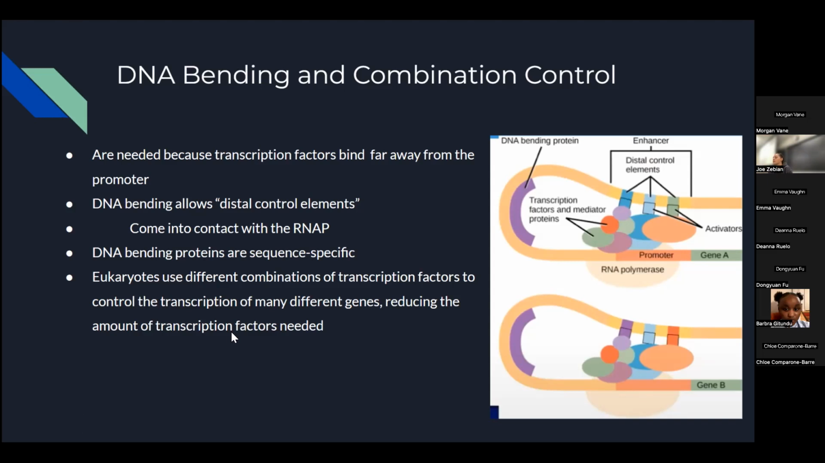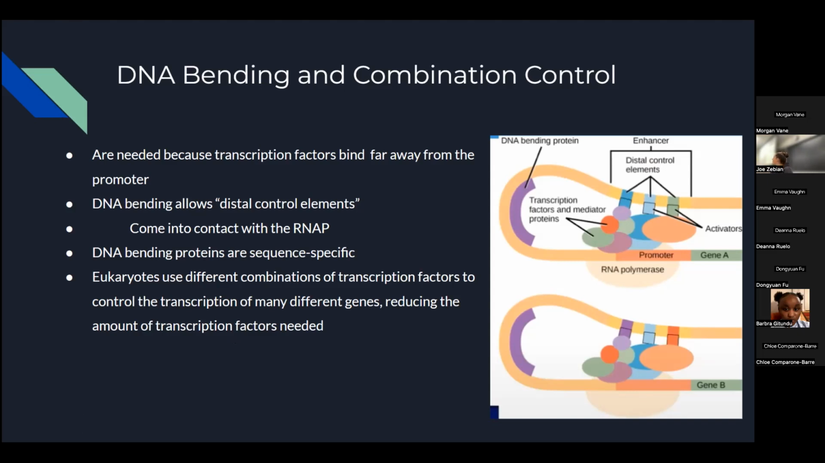Eukaryotes use different combinations of transcription factors to control the transcription of many genes, because we would have to have so many different transcription factors if they were specific for each gene, because we're way more complex organisms than a prokaryotic cell. And that would just reduce the amount needed.